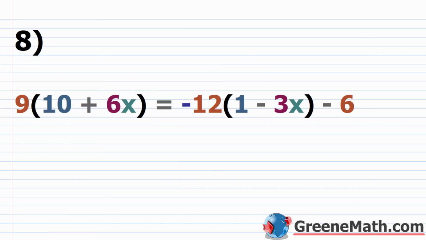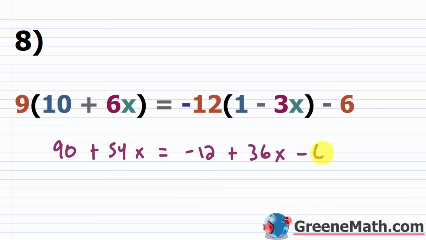Okay, let's look at problem number 8. So we have 9 times the quantity 10 plus 6x is equal to negative 12 times the quantity 1 minus 3x, and then minus 6. So on the left, you would have 9 times 10, which is 90, plus 9 times 6, which is 54. X would come along for the ride. This equals negative 12 times 1, which is negative 12. Then negative 12 times negative 3x is plus 36x, and then minus 6.